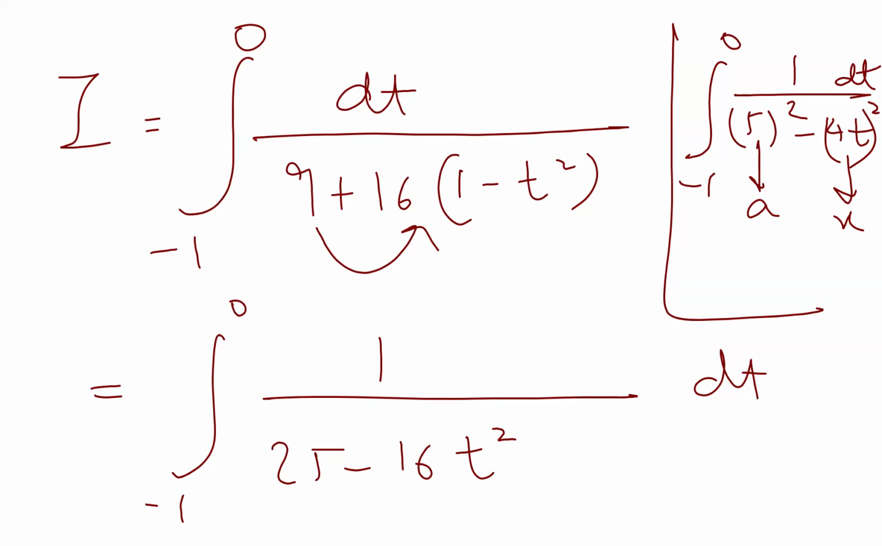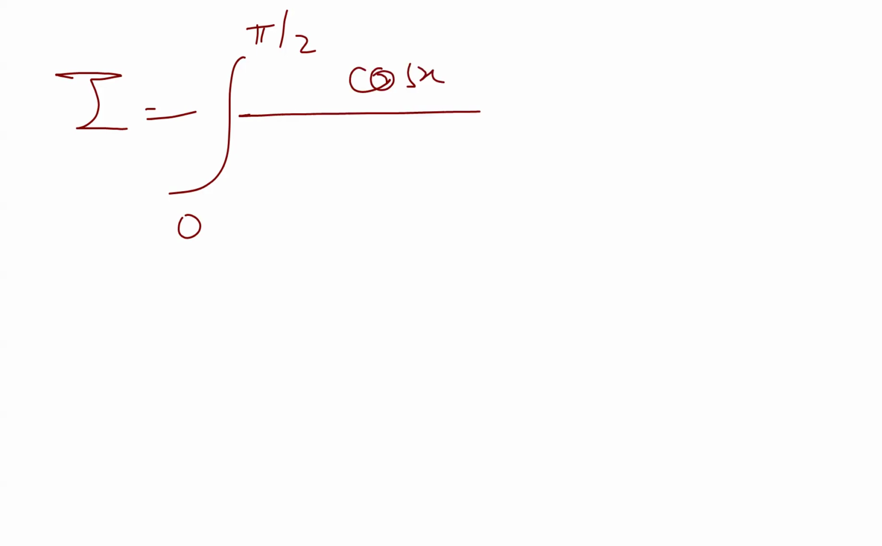Let us take up one last problem. Yeah. So the problem is 0 to pi by 2, cos x upon cos x by 2 plus sin x by 2 the whole cube.